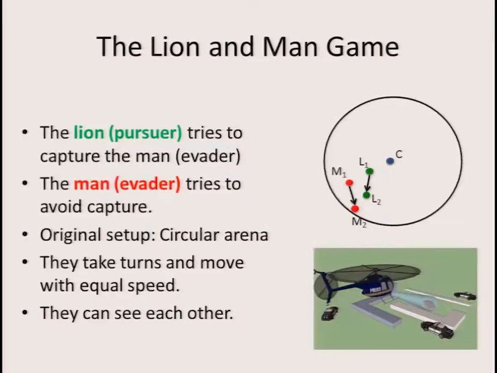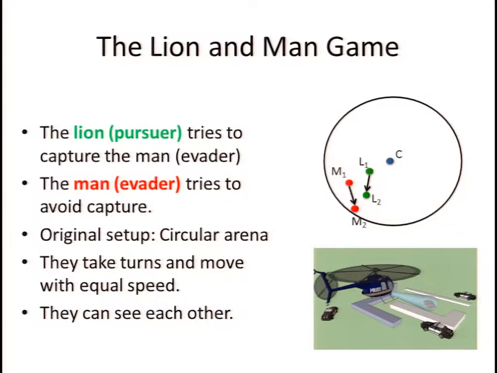Now, what's the lion and man game? In this game, we have 2 players, a lion, which is sometimes called the pursuer, and a man, or the evader. And these players are moving in an environment. In the original setup, they're moving in a circular arena. And they're moving in turns, and in each turn, they have equal speed, and they can observe each other's location. Now, the goal of the lion is to capture the man, while the goal of the man is to avoid being captured by the lion.